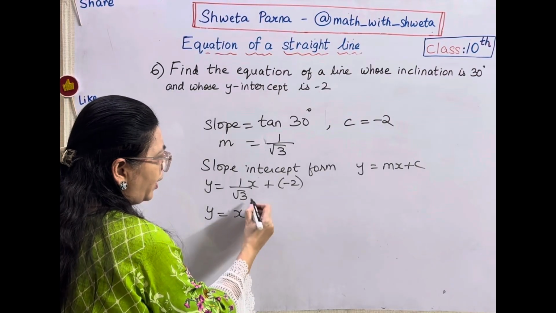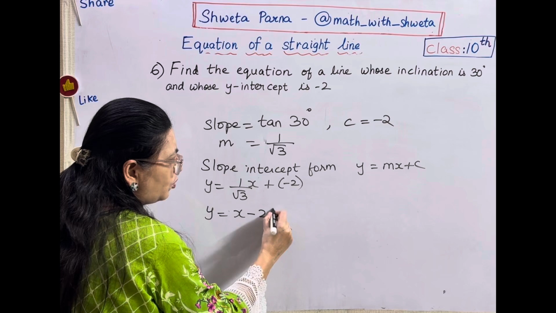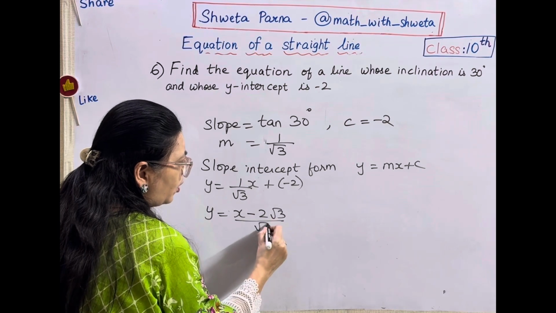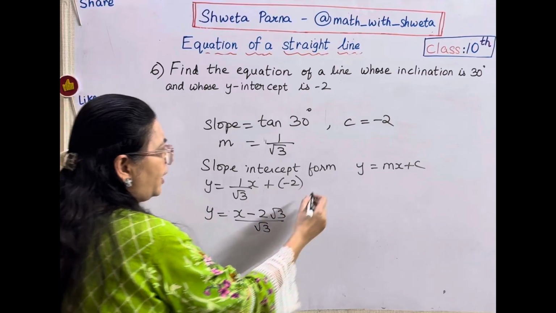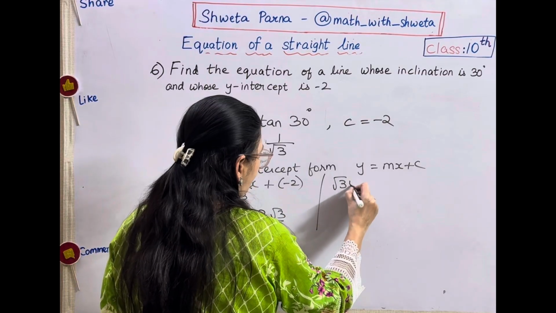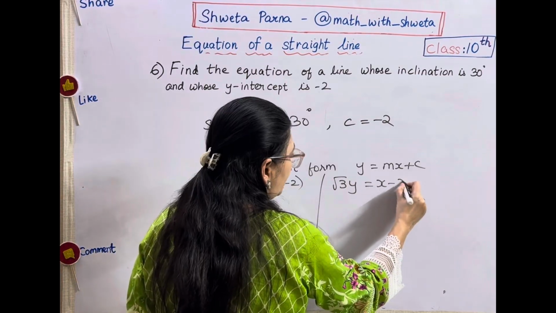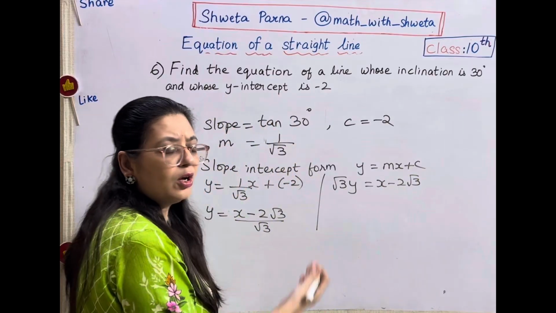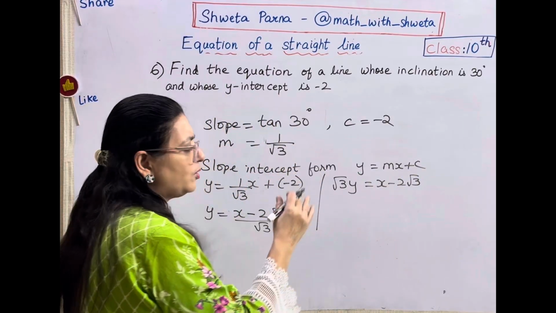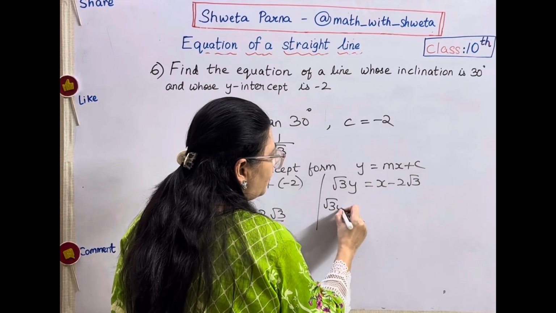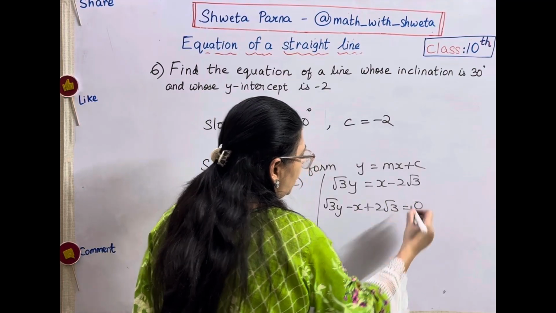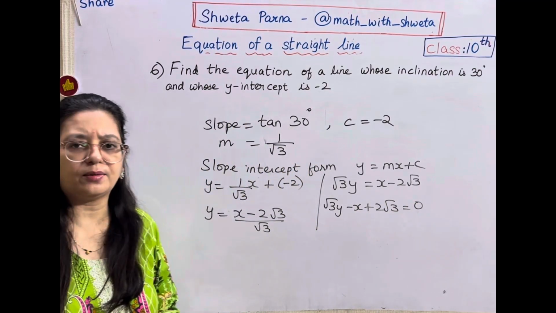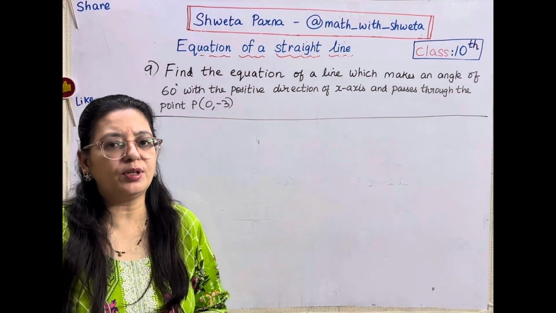Y is equal to x, this will become minus 2 root 3 the whole upon root 3. Correct. Now bring this root 3 to this side. So this will become root 3y is equal to x minus 2 root 3. Now all the numbers, variables on one side. So root 3y minus x plus root 3 is equal to 0. This becomes your equation. Yes kids, let's go to the next question.